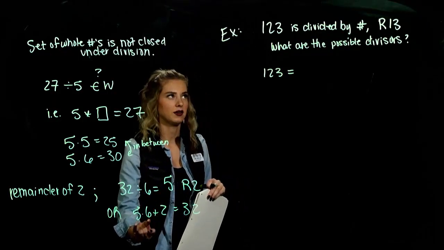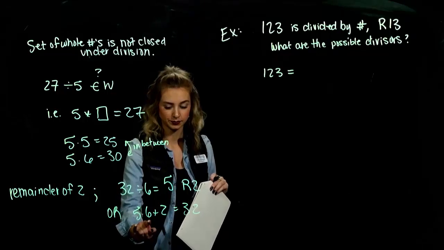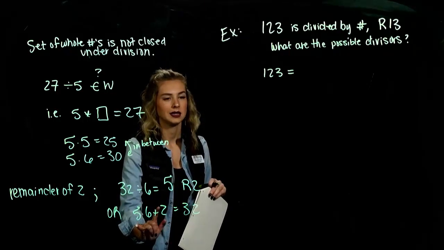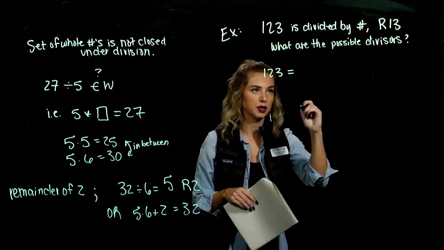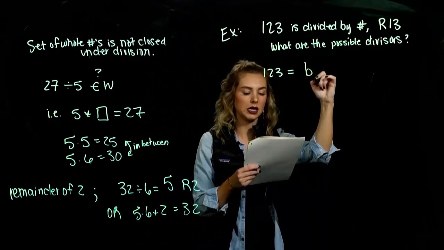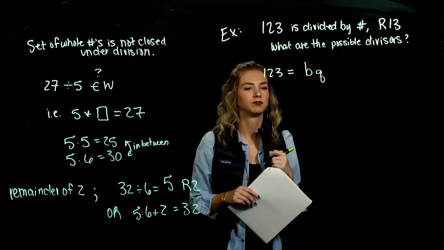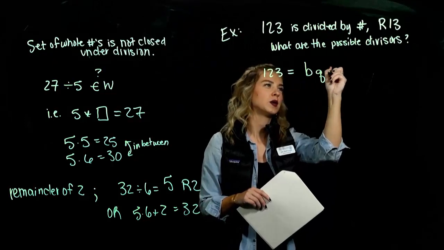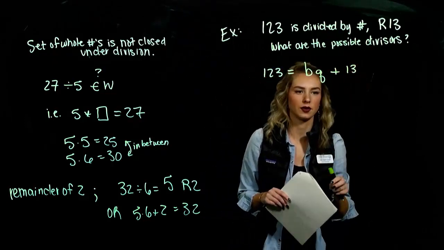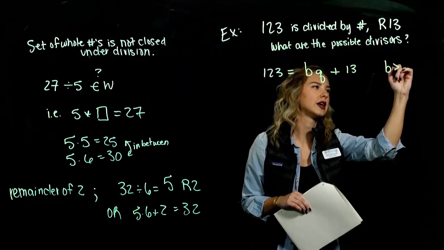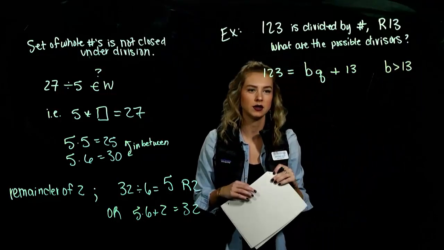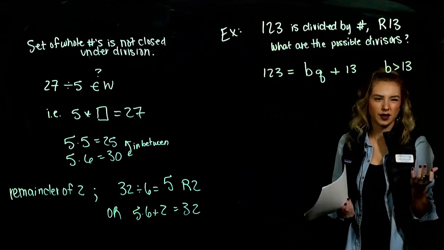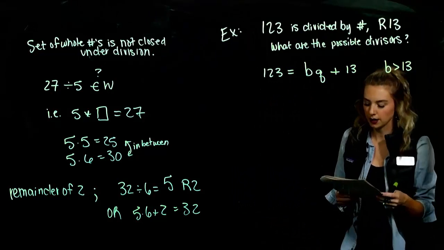So we don't know what the values are. We're dividing by some number, and we don't know what it produced, but we know that the remainder is 13. So two numbers, I'm going to call b and q. Two numbers being multiplied together will get us pretty close to 123, but we also had a remainder of 13. Okay, in this case, we also want to say that b has to be larger than 13, so it still lives within the whole numbers. So how do we start to solve for what values, what divisors actually work here?